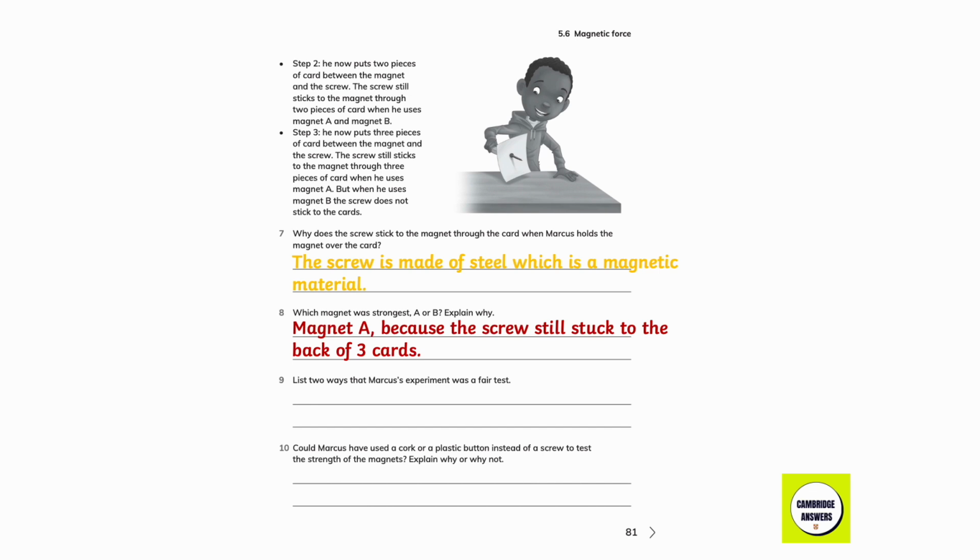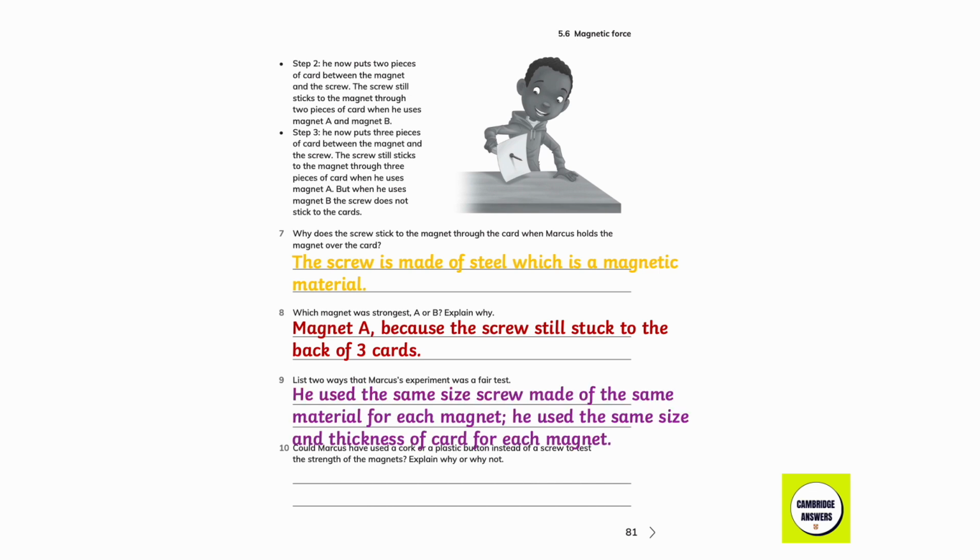List 2 ways that Marcus's experiment was a fair test. He used the same screw size made of the same material for each magnet. He used the same size and thickness of card for each magnet. Could Marcus have used a cork or a plastic button instead of a screw to test the strength of the magnets? Explain why or why not. No. Cork and plastic are non-magnetic materials, so they would not be attracted to the magnet.